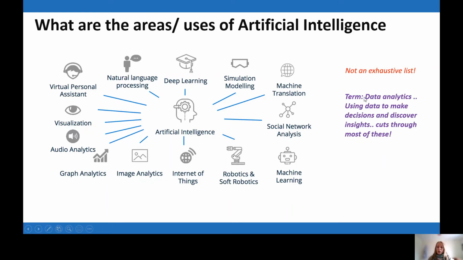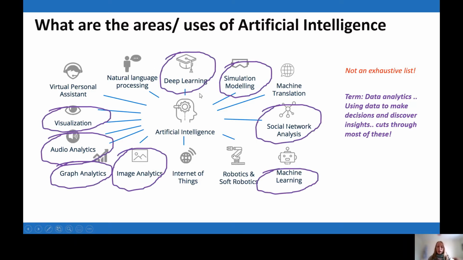One particular term I'd like to clarify is data analytics, because it doesn't actually appear here, and that is for many companies their focus when it comes to AI. And really, data analytics is about using data to make decisions, better decisions, and discover insights. And in fact, it cuts through most of these. So if you highlight the areas that involve some form of data analytics, you could easily circle all the ones that I've shown here, because each of them generates some form of better decision making and understanding your data. So it's at the heart of it.